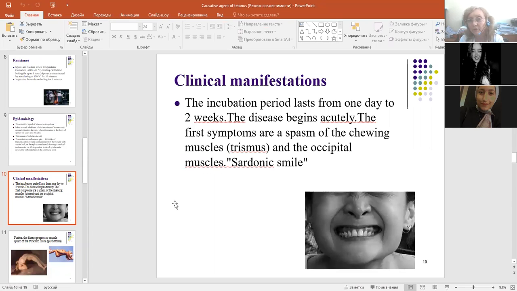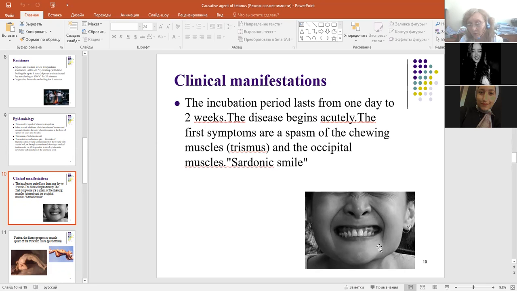The clinical manifestations. The incubation period lasts from 1 day to 2 weeks, and the disease begins acutely. The first symptoms are spasm of the chewing muscles, and the sardonic smile develops. The patient is not able to stop this smiling because of spasm of muscles.